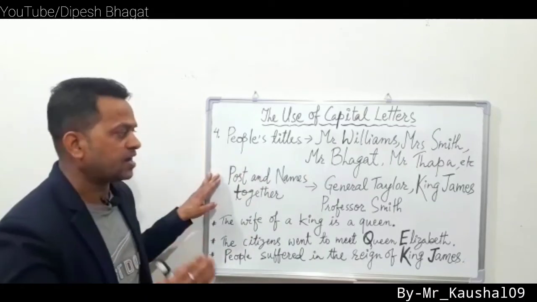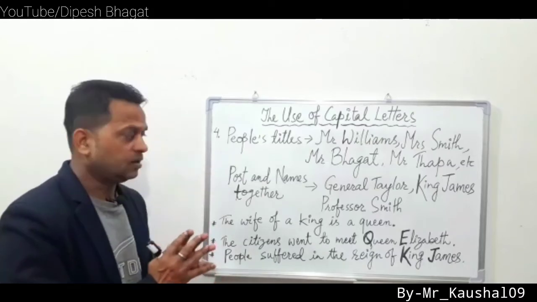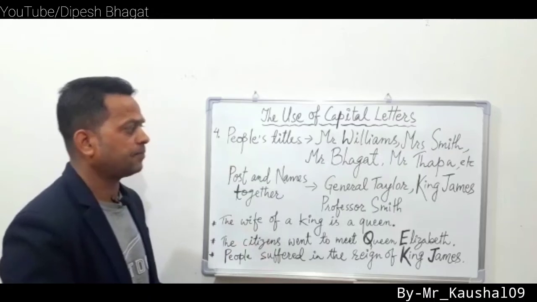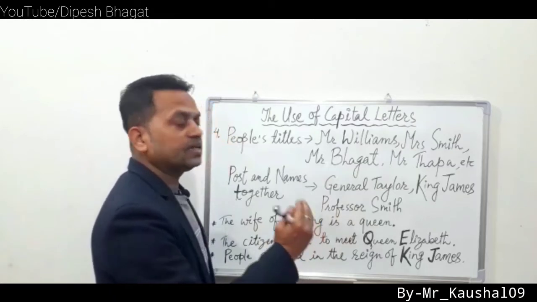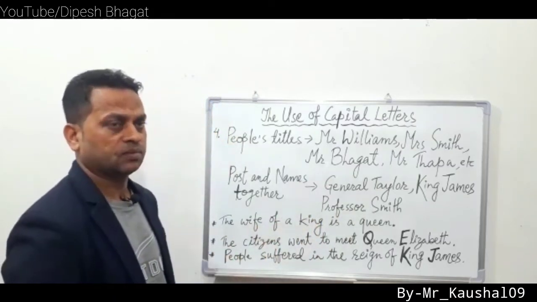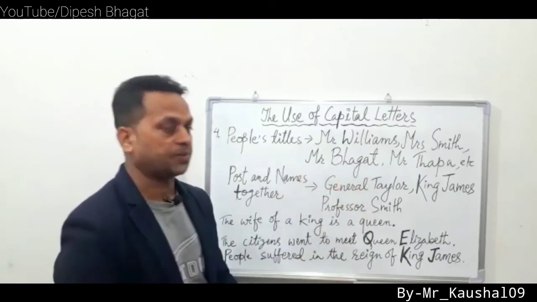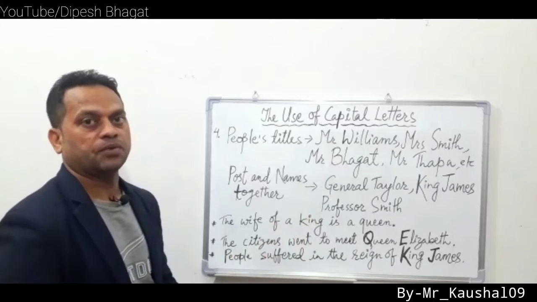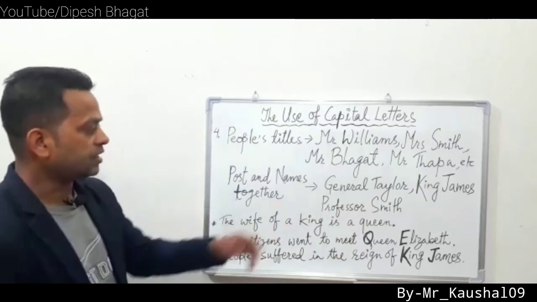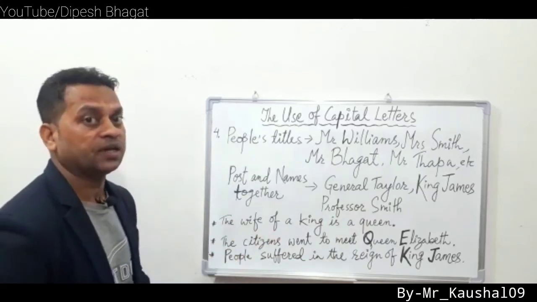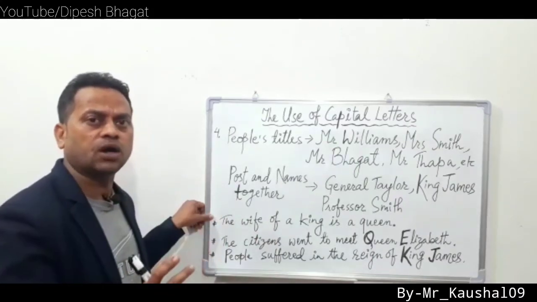Similarly, the posts and names, if they come together, post and name come together, in that case we use capital. For example, General Taylor, general is the post in the army. General Taylor, we say. King James, king is the post. Now James is the name. King James, then capitalized, king will be capitalized. Similarly, Professor Smith, Smith is the name, professor. Some posts and titles are always capitalized. See here, King James, when we say king it will be capital, but if we take king as a common word, that won't be capitalized.